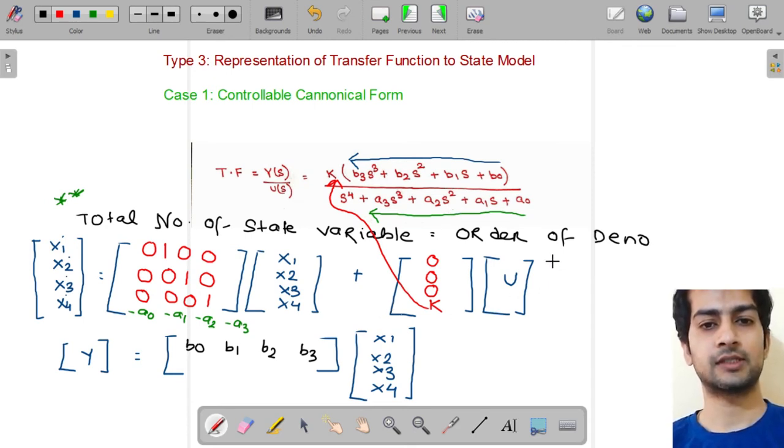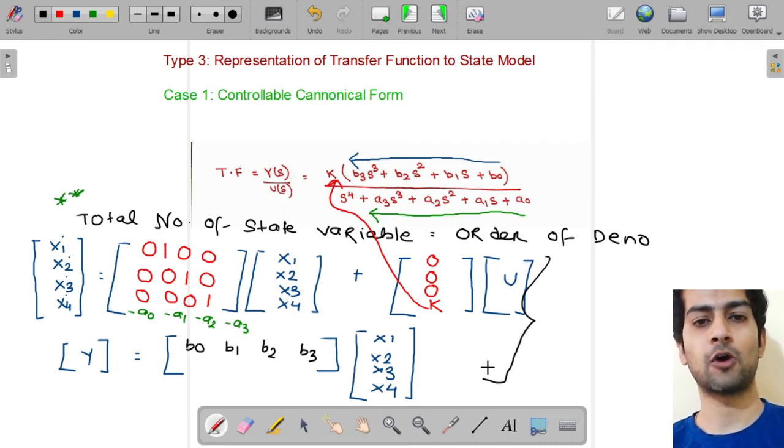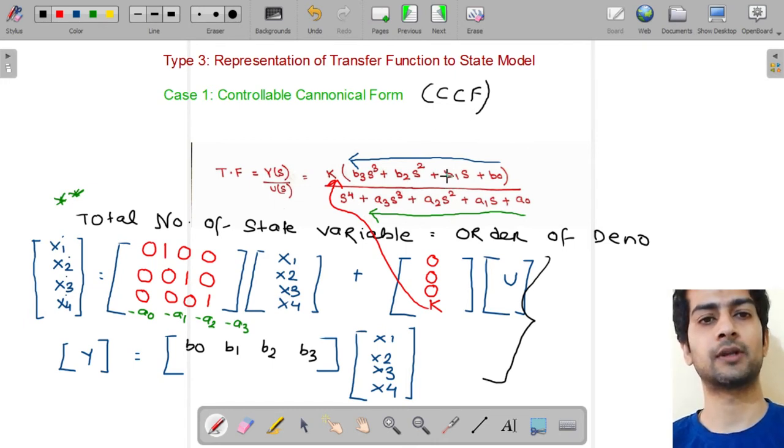Okay. First see, this form of state model is known as controllable canonical form. So see what I have told you. We are having a transfer function which is in this form, and we are asked to find controllable canonical form. So we can write it in this way.